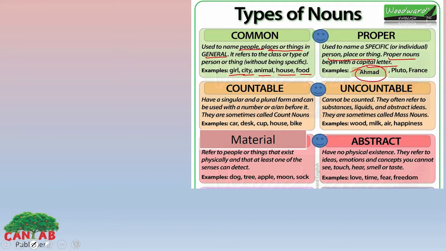Ahmad. Here in the common noun we can say a boy, but in proper noun there is a specific person, specific name Ahmad, and A is capitalized in Ahmad. Pluto. France. France is an example of place.